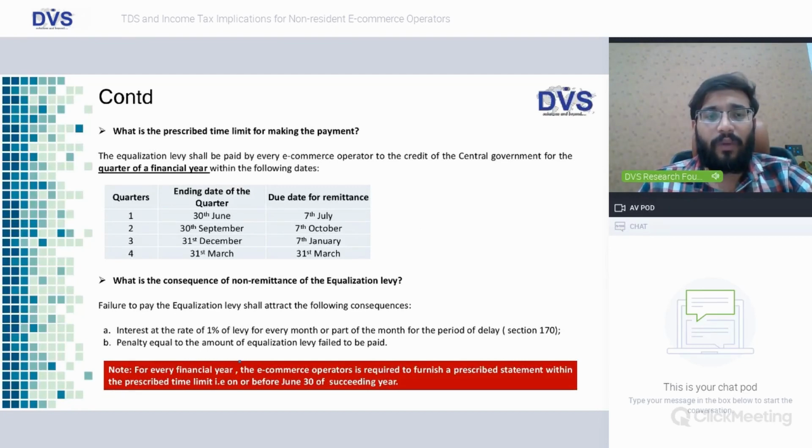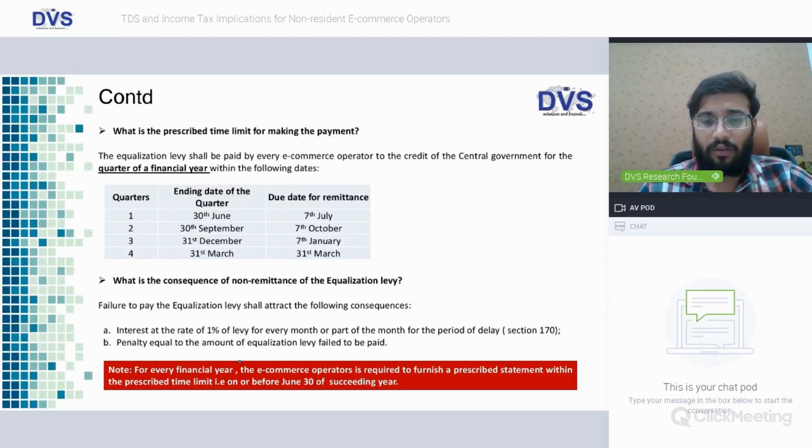What is the prescribed time limit for making the payment? It shall be paid to the credit of the central government for the quarter of financial year. So for your quarter ending 30th June, by 7th of July; September, by 7th of October; December, by 7th of January; and 31st March, again by 31st March.